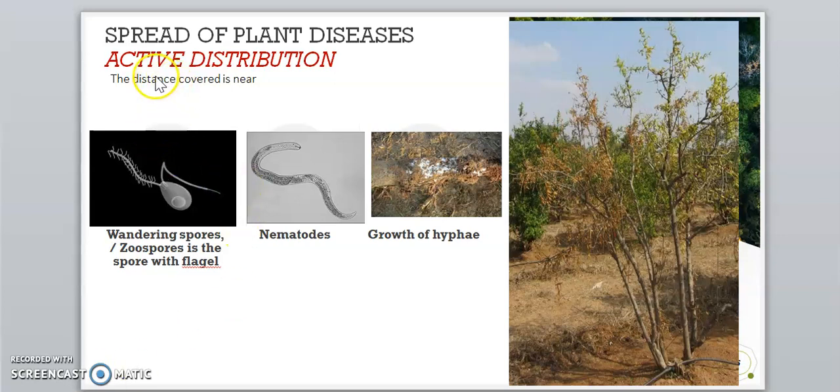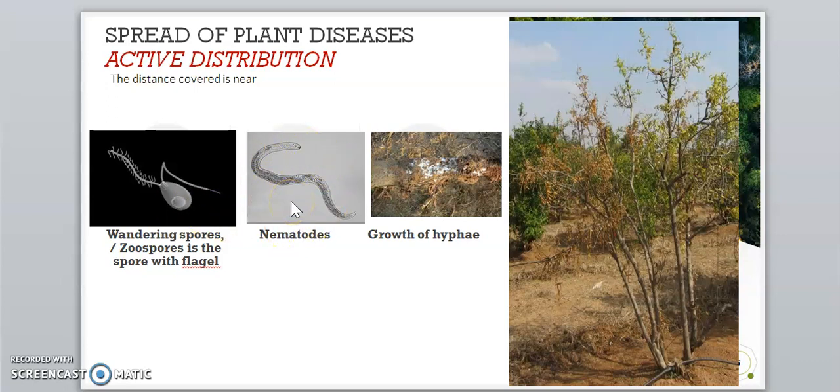Active distribution happens because of the wandering spores or zoospores. The spore has a flagellum, like Phytophthora infection or damping off disease from potato. This is a zoospore. And then nematodes.